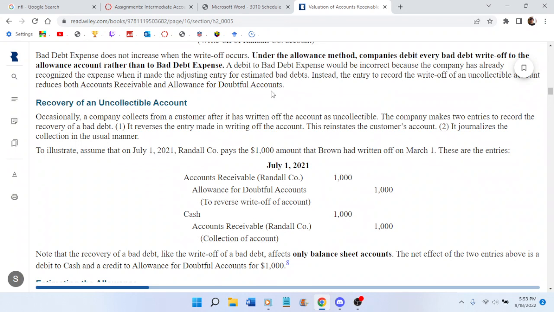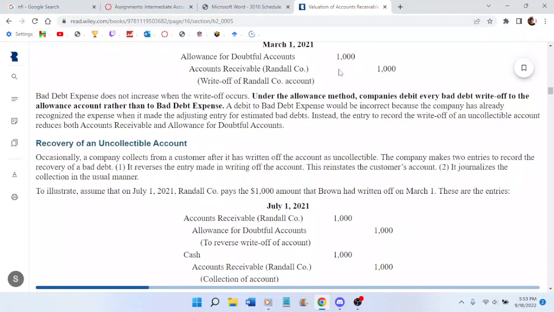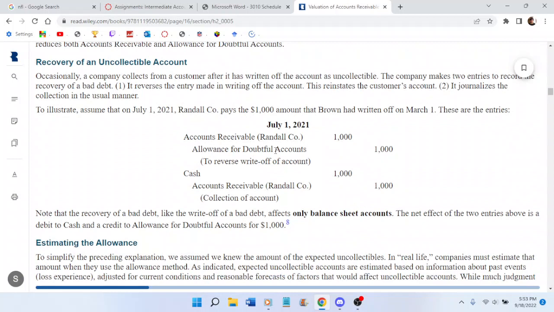Sometimes they think that it's going to be uncollectible, and then they get the amount. So first they reverse the entry made in writing off the account. They reverse the entry, then journalize the collection in the usual manner: cash, accounts receivable. So you just do the reverse of the other one, and then you do the normal thing.